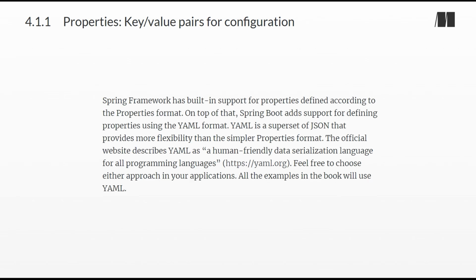Note: Spring Framework has built-in support for properties defined according to the properties format. On top of that, Spring Boot adds support for defining properties using the YAML format. YAML is a superset of JSON that provides more flexibility than the simpler properties format. The official website describes YAML as a human-friendly data serialization language for all programming languages, yaml.org. Feel free to choose either approach in your applications. All the examples in the book will use YAML.